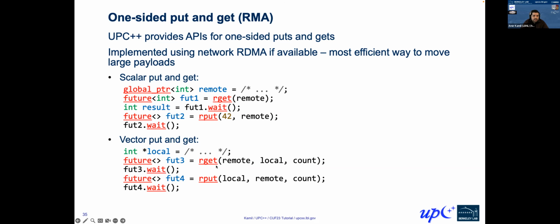In the case of our get, our source is going to be a global pointer, and then our destination is going to be a local pointer. In the case of our put, it's the other way around. We have a local source and we have a remote destination. And in both cases, what we get back is a future just representing whether or not that communication is completed. The future itself doesn't encapsulate the values because they're going to be written directly into the target memory that we provided.